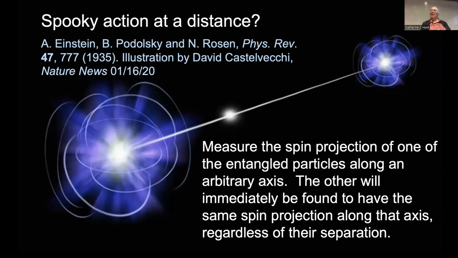But the strange thing about the coupling is that when you have the entangled species and you separate them spatially, but you retain the entanglement, there are no interfering electromagnetic fields that could cause transitions, then if you measure the spin projection of one of the entangled particles along an arbitrary axis, the other particle will immediately be found to have the same spin projection along that axis regardless of their separation. So even if there's definitely not enough time for a photon to pass between the two locations, the second one will instantaneously collapse into the same state as the first.